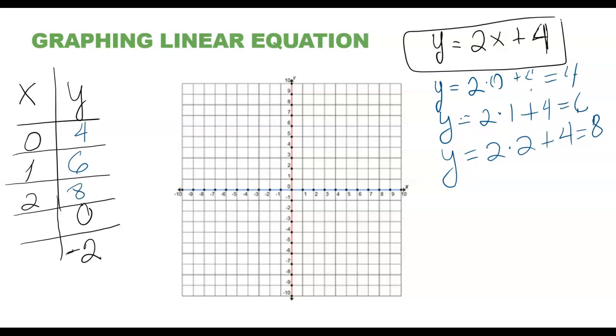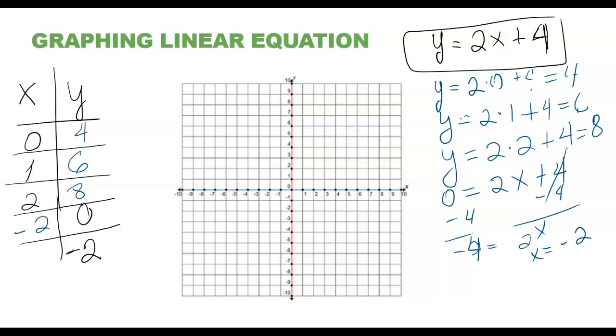When y is 0, 0 equals 2 times x plus 4, let's find x. Move 4. 2x equals -4. So x is equal to -2. When y is equal to -2, -2 equals 2 times x plus 4, let's find x. Subtract 4 from both sides. 2x equals -6. Therefore, x is equal to -3.